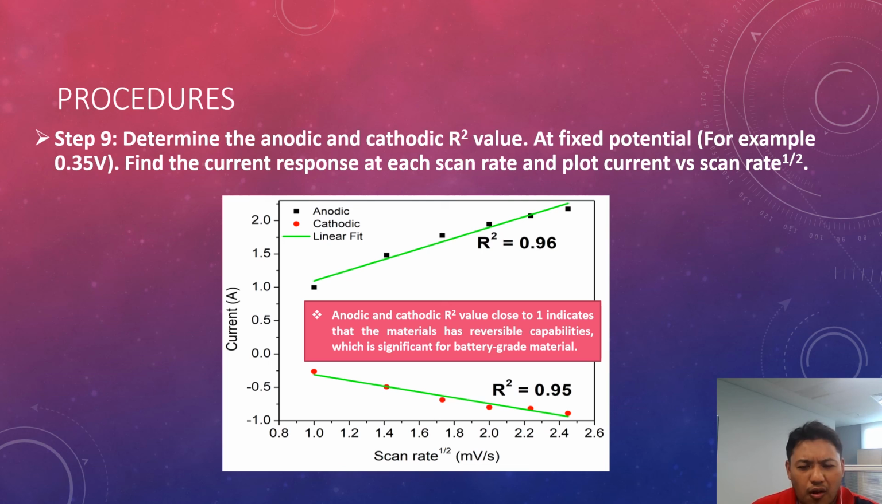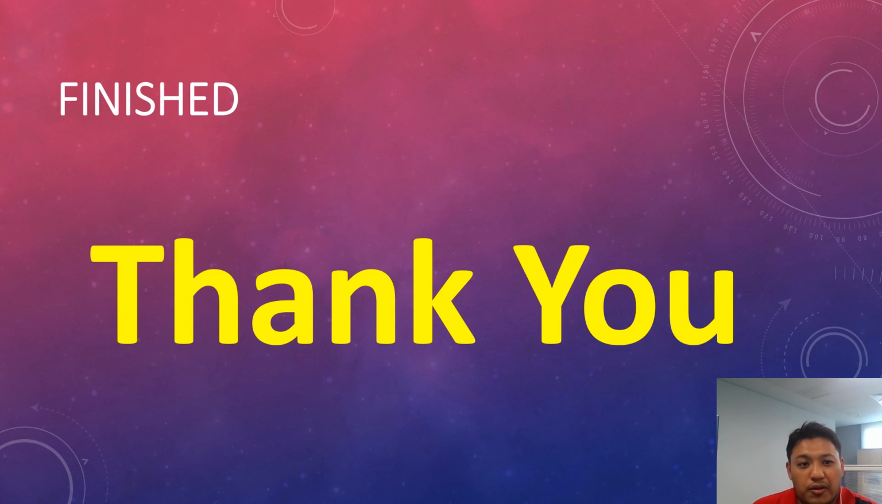There are a lot of meanings and indicators of what is meant by the R square value. Normally when we are using ANOVA regression analysis, we believe that an R square value close to 1 is good. In this case, anodic and cathodic R square values close to 1 indicate that the material has reversible capability, which is significant for battery grade material. So if you are studying supercapacitors, it's quite good if you can provide this kind of graph in your paper or your thesis. Okay, that's all I think.